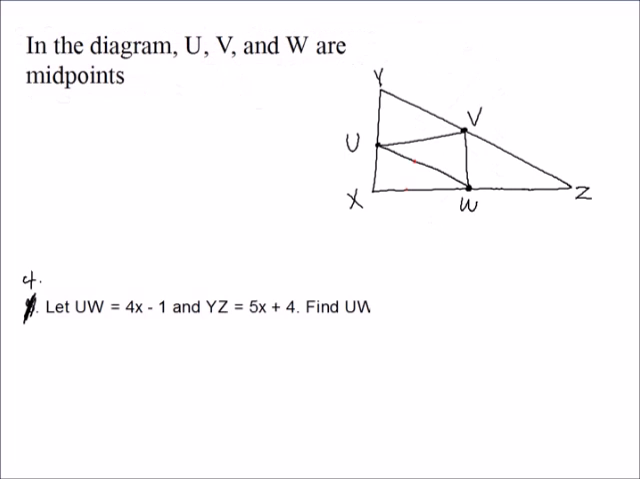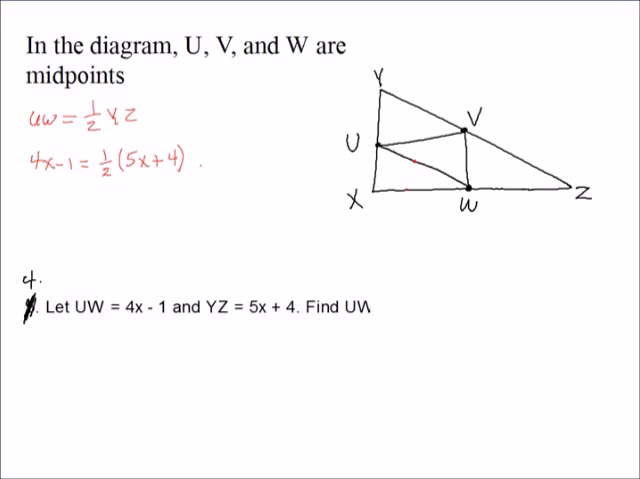Next. Number 4, U, V, and W are midpoints, and we know that UW is going to be 4x minus 1, and we know that YZ is going to be 5x plus 4. First and foremost, we know that UW is a mid-segment because it's connecting two midpoints. So we know that UW is equal to 1/2 YZ. We know UW and YZ, so let's plug that stuff in. We have 4x minus 1 equals 1/2 (5x plus 4).